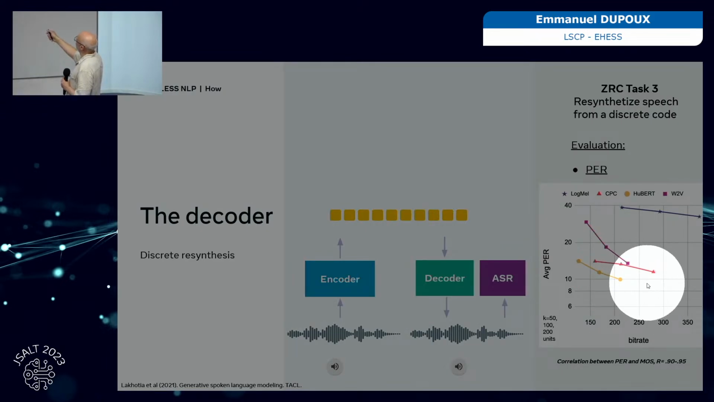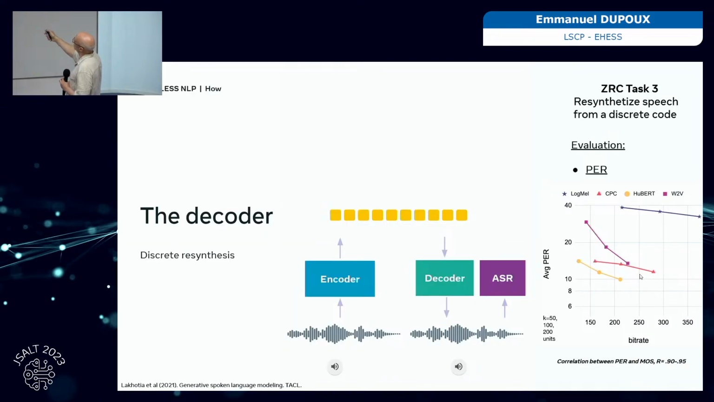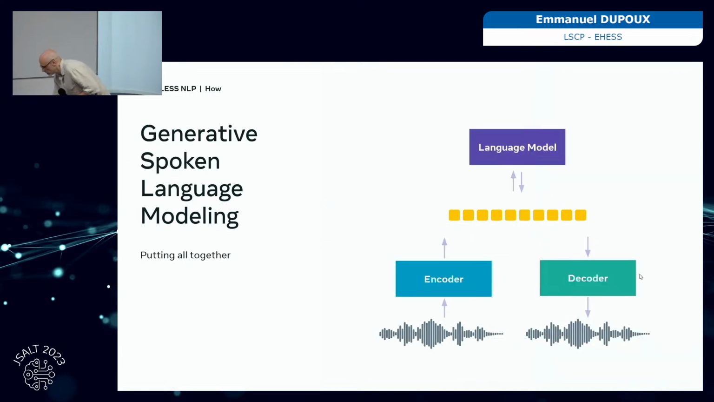With more units and a higher bit rate, you have better performance in reconstruction. Okay, so now we can put everything together. We can train an autoregressive language model on top of the pseudo-text units, and we can sample from it to generate new audio or do a continuation of a prompt.